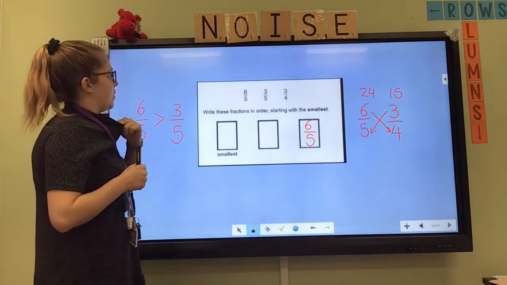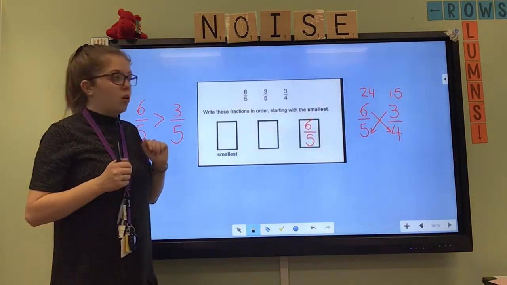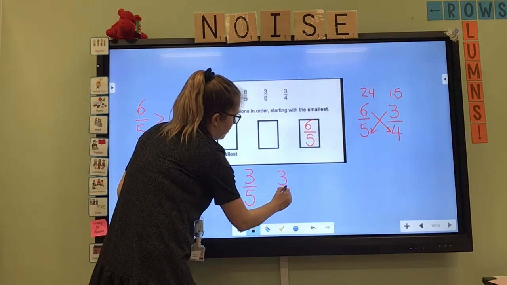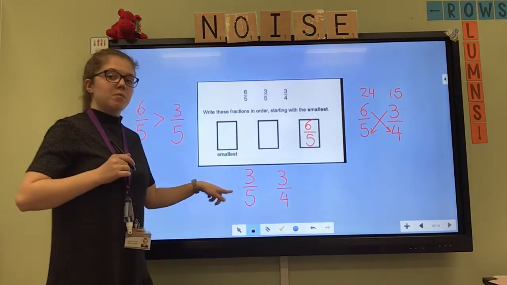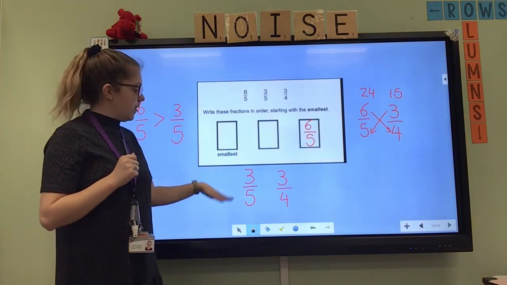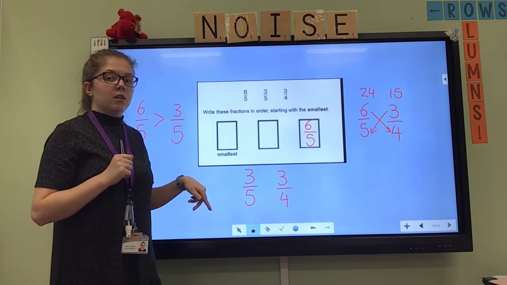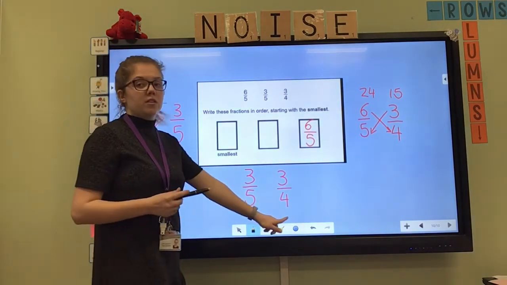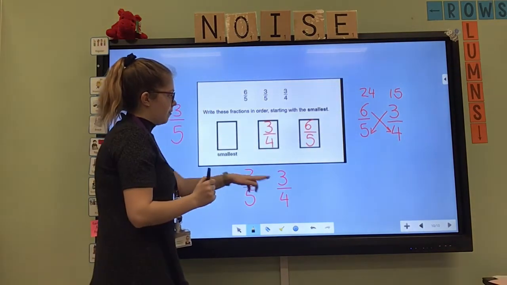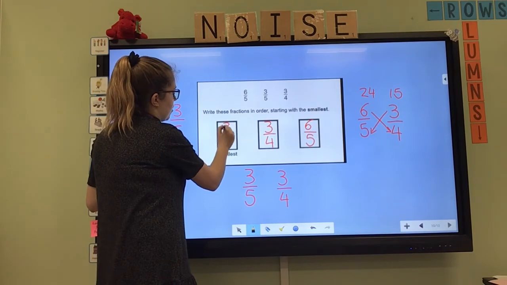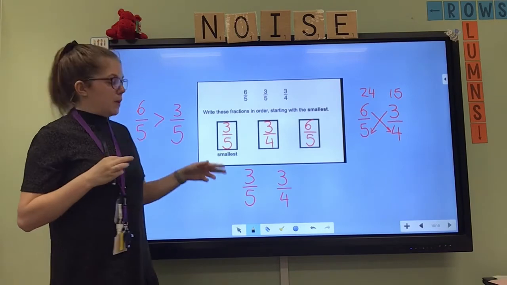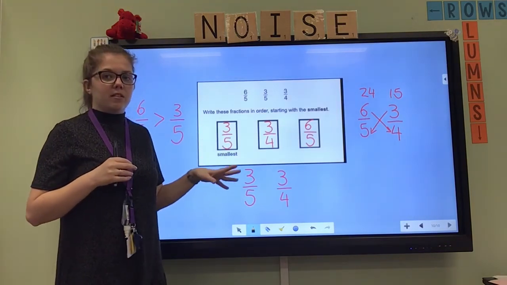But now we've got to think about, we've got 3/5 and 3/4. Now this is going back to what we were looking at the beginning of the video about when the numerators are the same. So can you tell me which of these fractions is bigger? 3/5 or 3/4? And you should all be telling me that the smaller the denominator, the bigger the fraction. So 3/4 is going to be our next fraction, followed by 3/5, like that. Okay? So that's how you would be asked to compare fractions in a test. That's the type of question they would ask you.